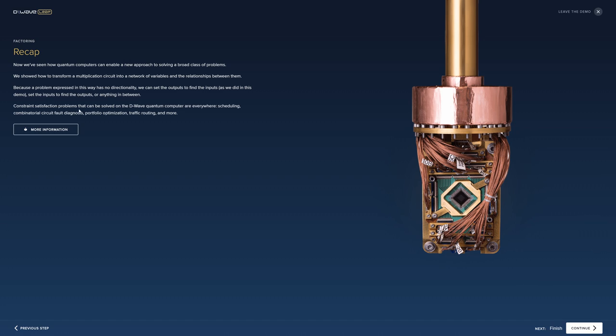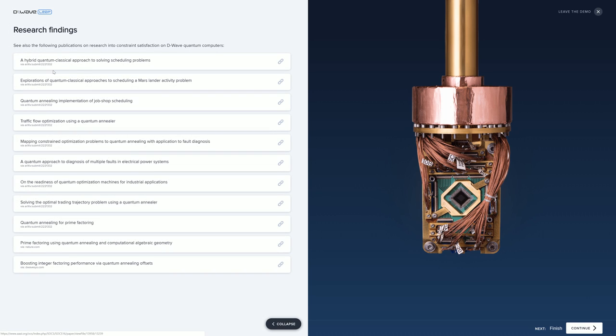Constraint satisfaction problems that can be solved on the D-Wave quantum computer are everywhere. Scheduling, combinatorial circuit fault diagnostics, portfolio optimization, that's like finance, and traffic routing, which Volkswagen is now using, as we just saw before. Traffic routing is good for optimizing traffic routes in transportation, and much more.